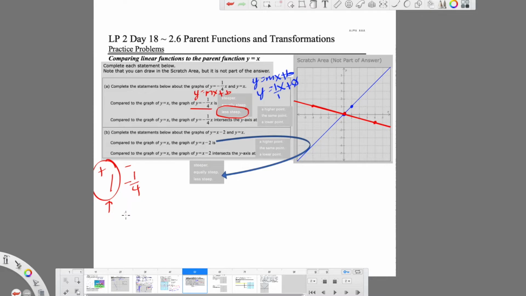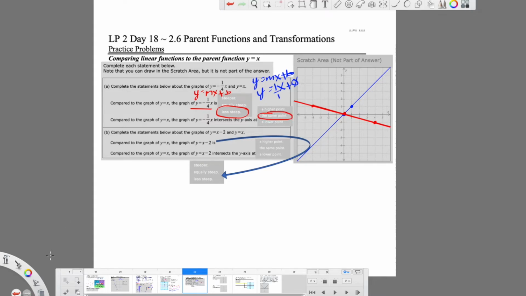So there's a couple different ways to look at that. I can just say, well, I had a positive, now I have a negative, or I had a whole number, now I have a fraction. Either one would let me know that the fraction is going to be smaller or the negative is going to be smaller. So that's our first part. The second part is we're still comparing the graphs, and we want to know where they intersect at the y-axis. So at a higher point, at the same point, or a lower point. They both intersect the y-axis right there at 0, because neither one had a y-intercept. It was plus 0 or plus nothing. There wasn't anything after the x. So we would say at the same point.